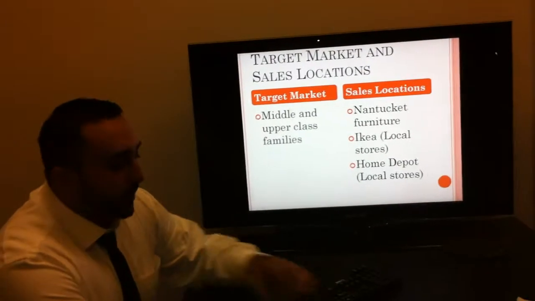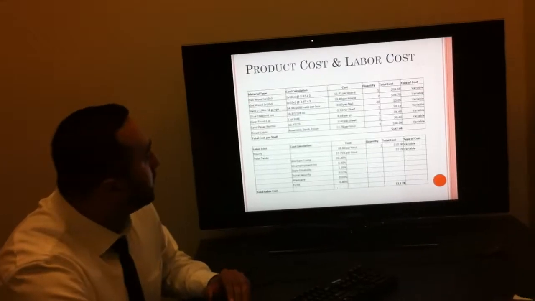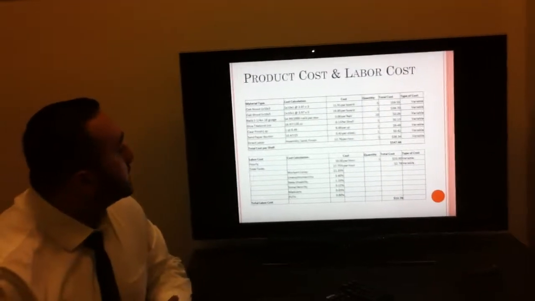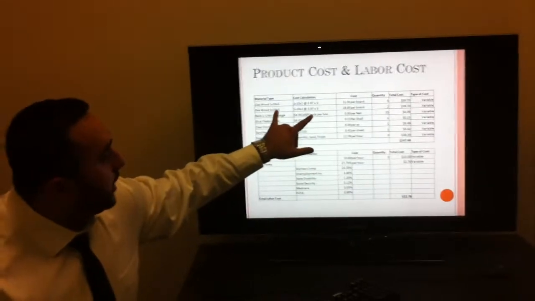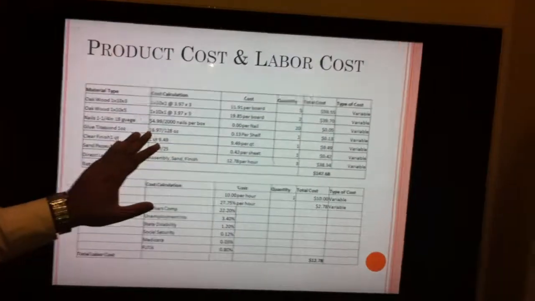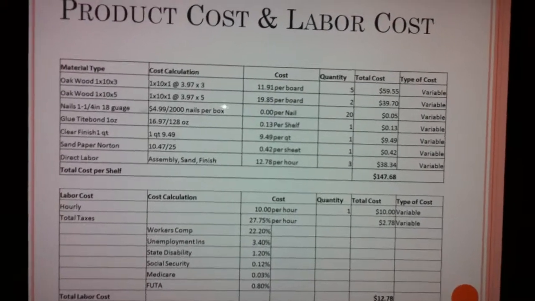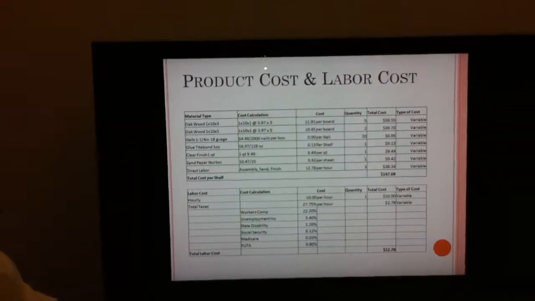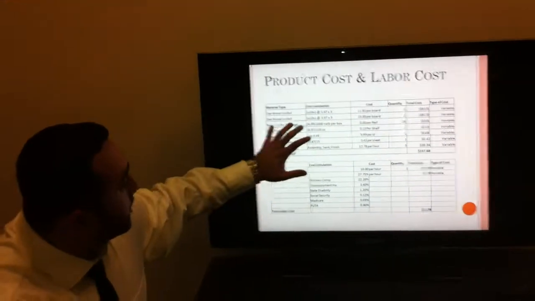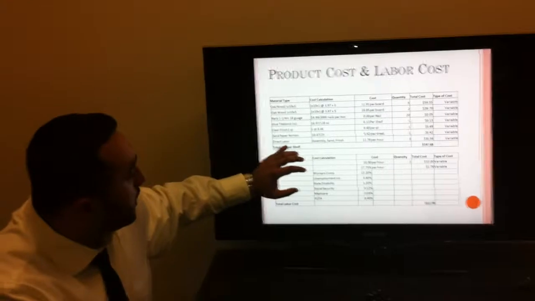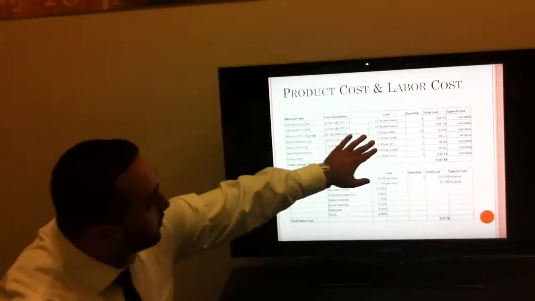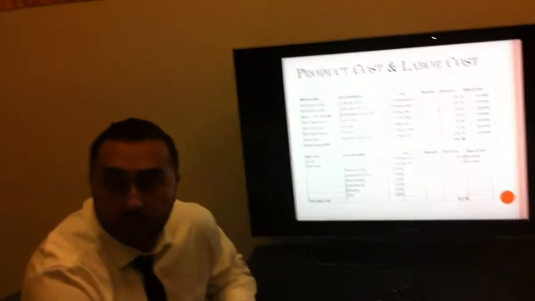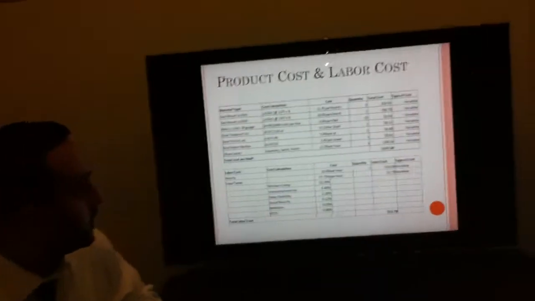All right. My name is Ray Kahn, and I'm going to run you through a breakdown of our product costs and labor costs. Our oak wood bookshelf consists of 5 panels of 1 by 10 by 1, and also 3 panels that are 1 by 10 by 1 as well, which will be the shelves. Our product costs include nails, glue, clear finish, sandpaper, and direct labor hours. Each cost we broke down per board, per nail, per shelf, and estimated how much of each will cost us to make one bookshelf.